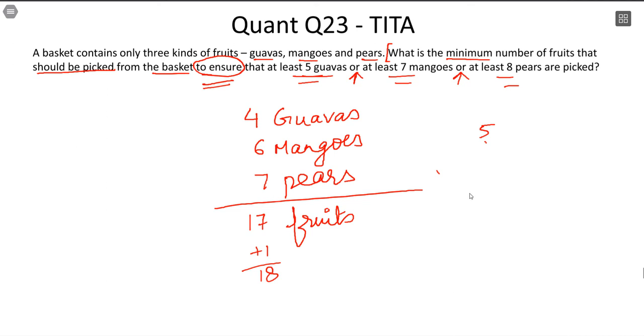If I have picked up 6 fruits, or 7 fruits, or 8 fruits, or 9 fruits, or 10 fruits, until I have picked up 18 fruits, I cannot be confident that I have definitely met the objective, which is picking up at least 5 guavas or at least 7 mangoes or at least 8 pears. You have to ensure that one of these objectives has been met. So which is the minimum level at which you can say, yes, now I am sure the objective has definitely been met? That is the minimum here. The minimum is not 18, that is a very large number, it should be small. That is useless reasoning. Okay.